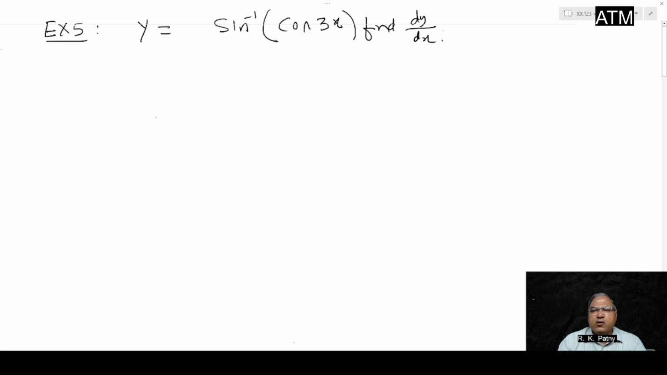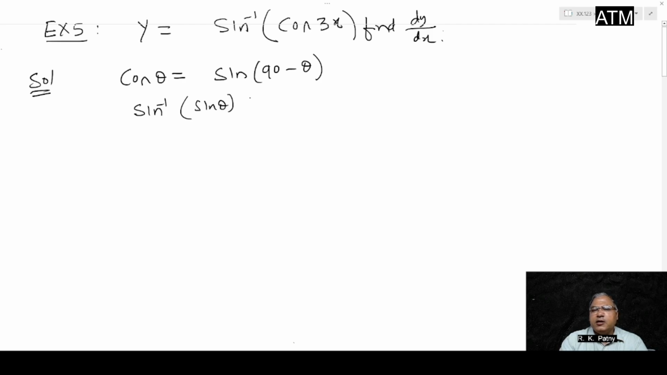Example 5, y equals to sine inverse of cos 3x, find dy by dx. Solution, here I am going to use the formula cos theta equals to sine of (90 minus theta). This formula I am going to use, and the second formula I am going to use here, sine inverse of sine theta is equals to theta. So these are the two formulae I am going to use to solve this question.